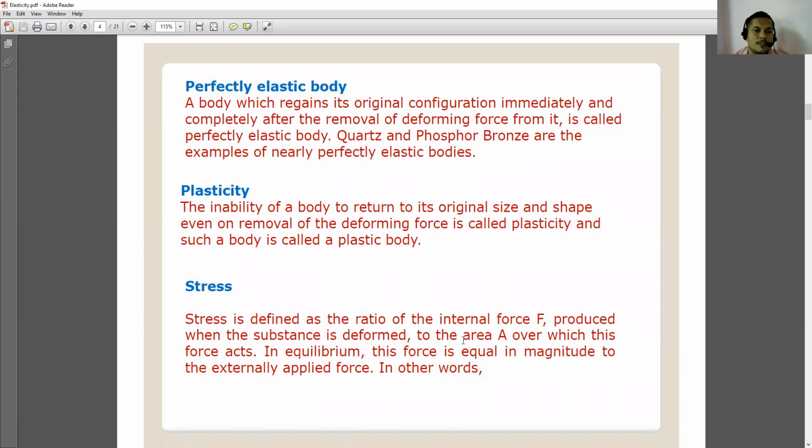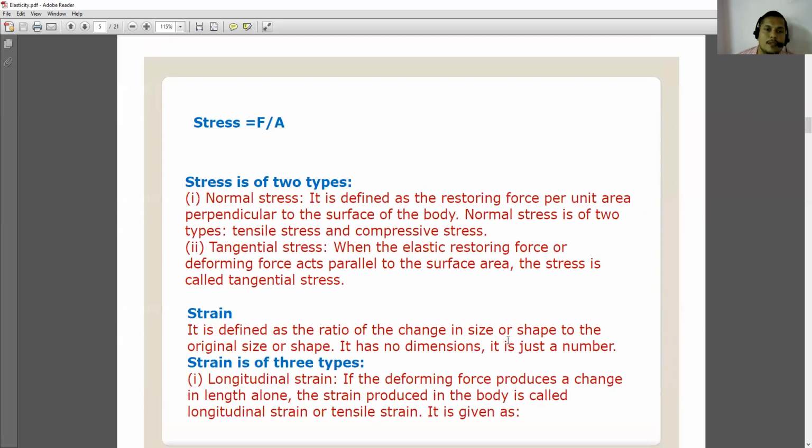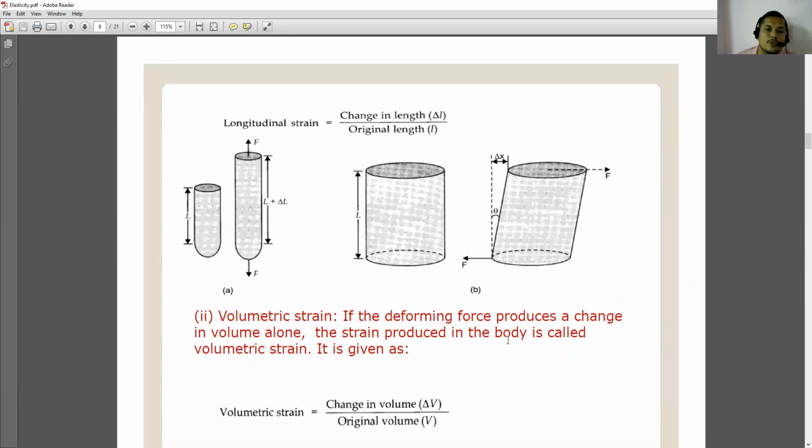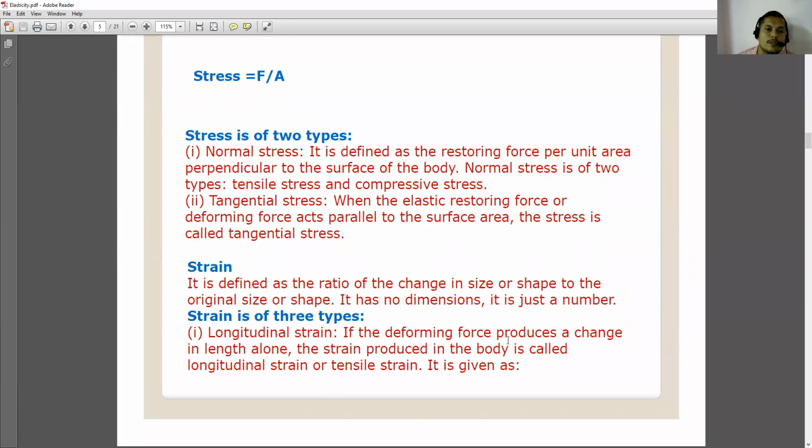Then plasticity is nothing but the inability of a body, the property of the body not to regain the original shape and size after removing the deforming force. Then stress. Stress we define as the ratio of internal force F to the area A, that is F upon A. Types of stress we have discussed are normal stress and tangential stress.